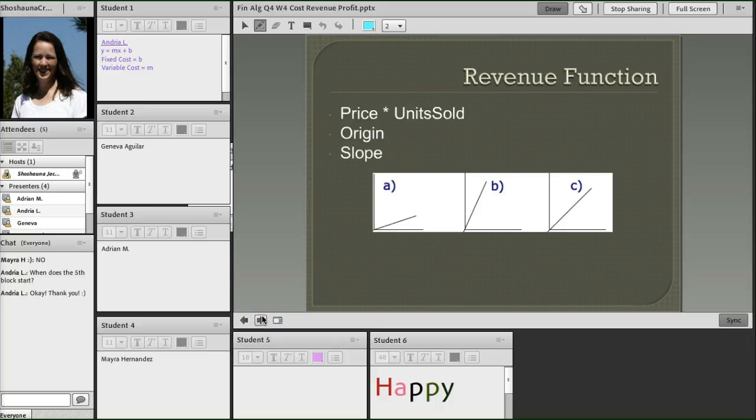Your revenue function, what I want you to identify about your revenue function is it is price times your units sold. And then another interesting thing is this. My revenue always goes through, what's that? It always goes through the origin. Why would our revenue always go through the origin? Why would it always go through the origin?